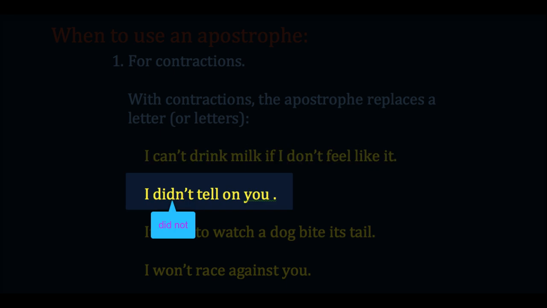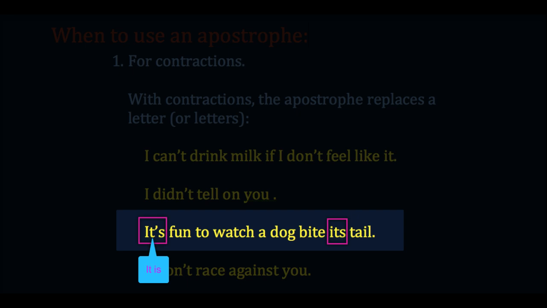Okay? Didn't, I didn't tell on you. The apostrophe is replacing the O in did not. It's fun. You're saying it is fun. The I is gone, replaced by the apostrophe. But keep reading that sentence. It's fun to watch a dog bite its tail.